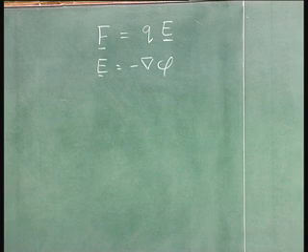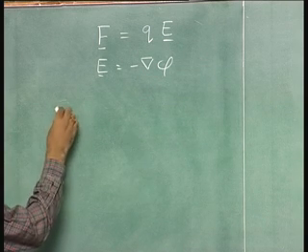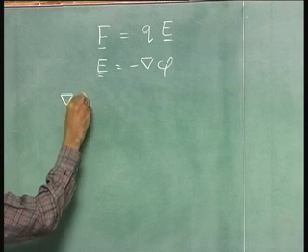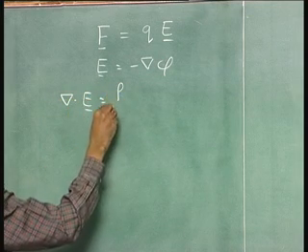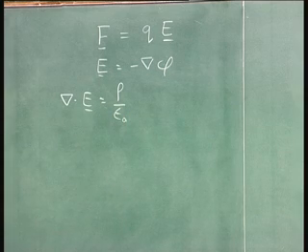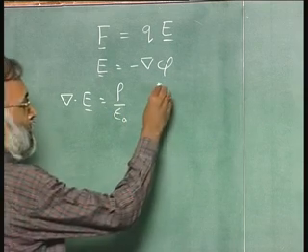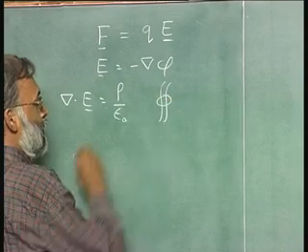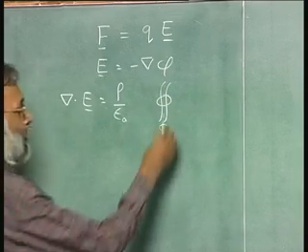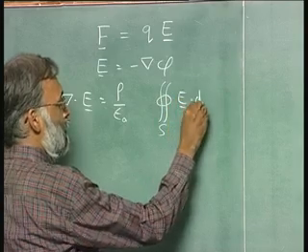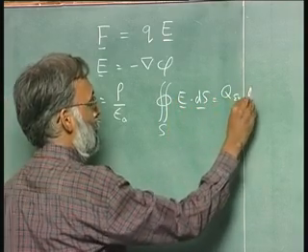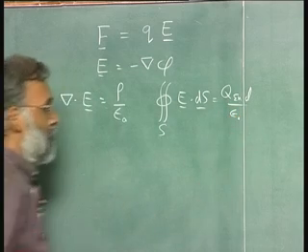We also derived something else. We derived that the divergence of E was equal to charge density divided by epsilon naught. And there is another form of this, which was, we do the surface integral over a closed surface of E dot ds, and it was equal to q enclosed over epsilon naught.